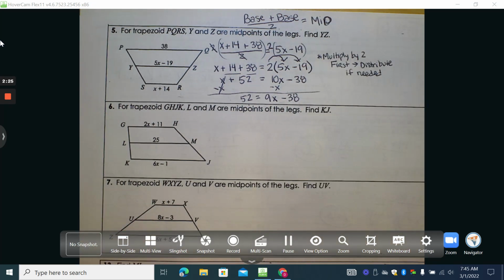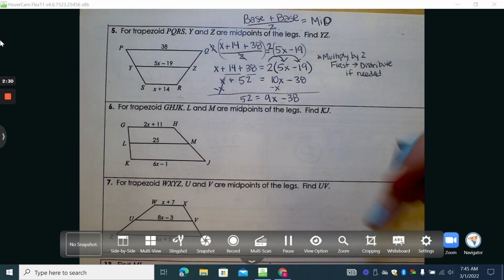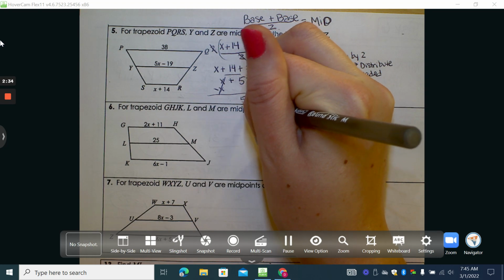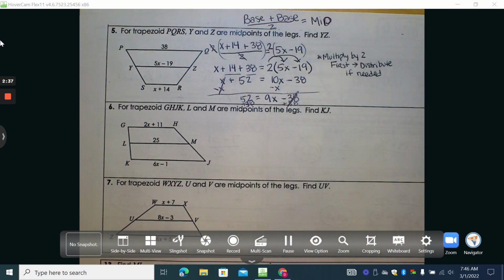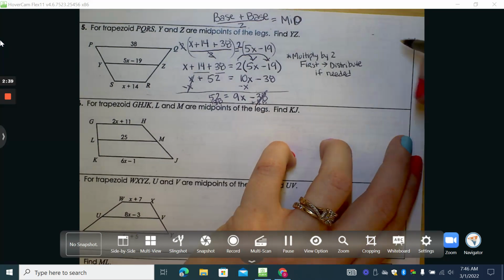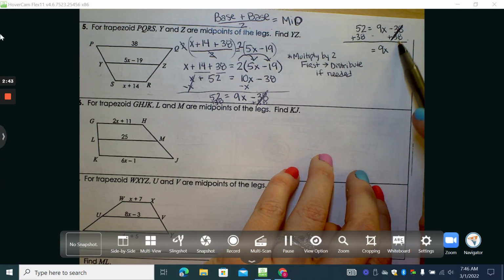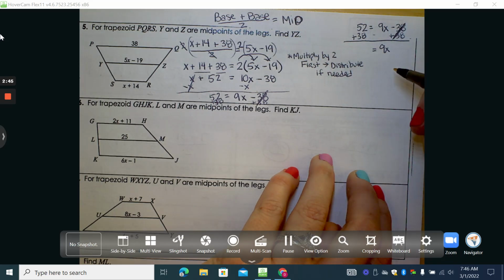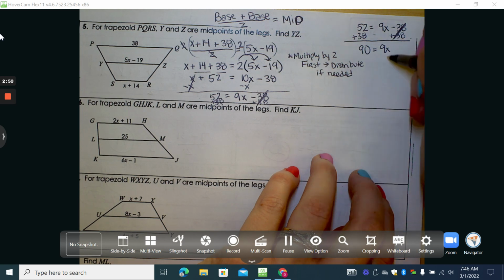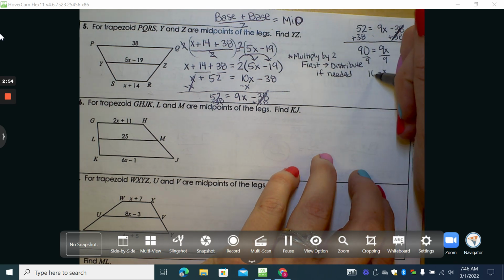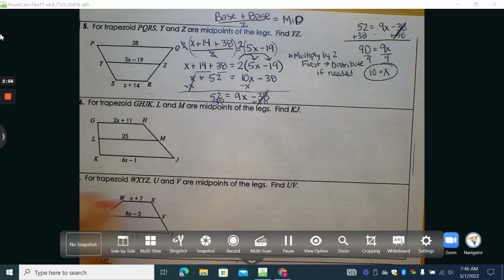I'm going to run out of room here. 9x minus 38. And I'm going to solve for x. Let's add 38 to both sides. Let me rewrite this over here. Hopefully you can see this better. I'm adding 38 to both sides, and I get 90 equals 9x. And then my last step is to divide by 9, and I get x equals 10, which is great.